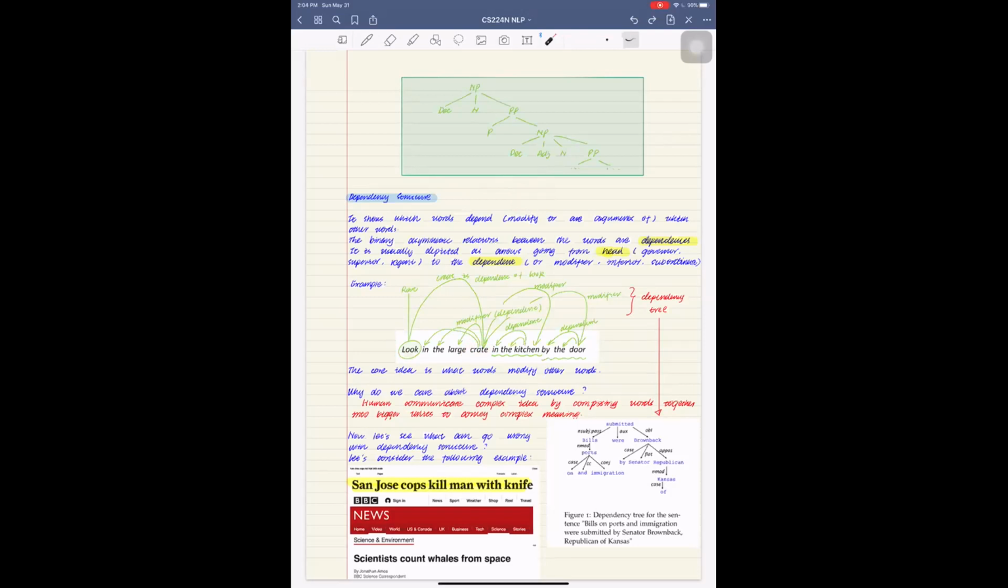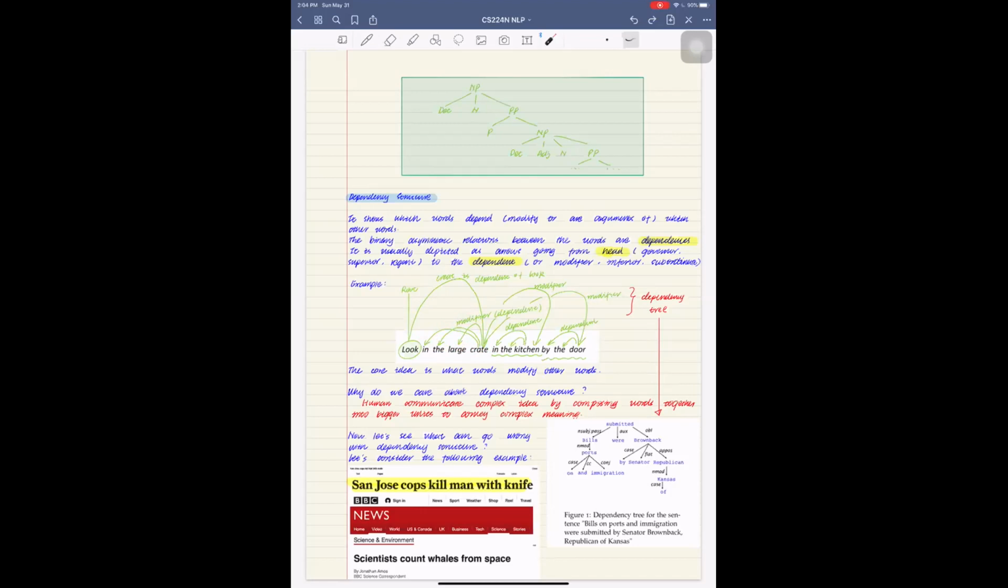Now, if you look at the crate here, then we can go from there again. What is modifying crate? Or what is the dependent of crate here? The dependent of crate can be large, right? Large crate. So large is derived from crate. So it's a dependent right here. The second dependent is the, the large crate, right? So the is also part of the derivative of crate. And in the crate, so in is also a third dependent of crate. Okay, so that's the second part.